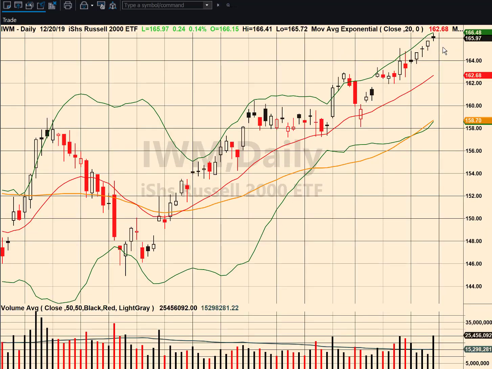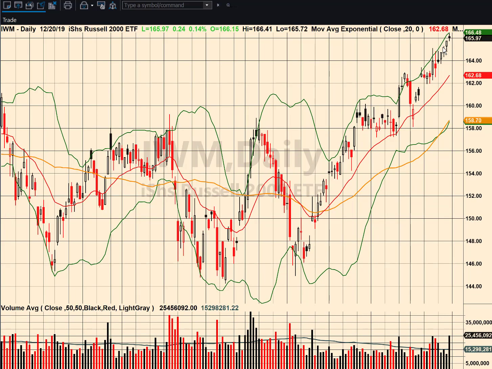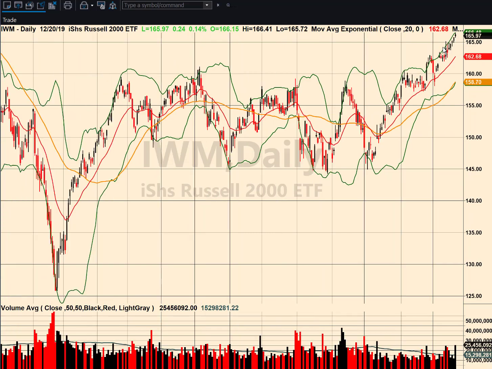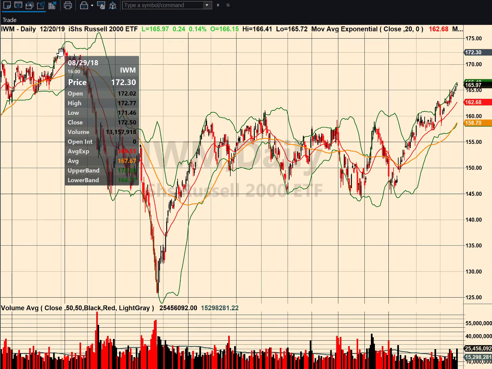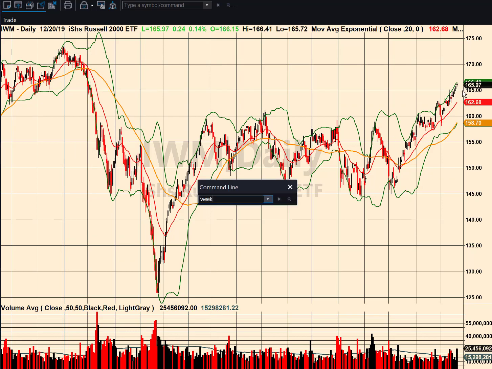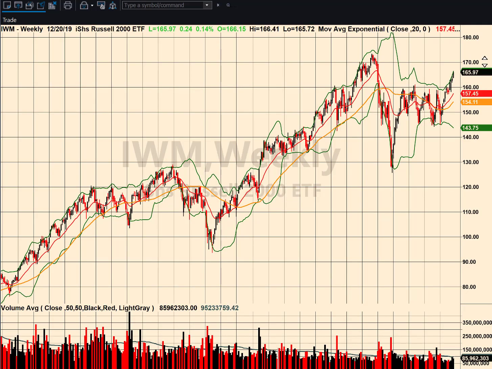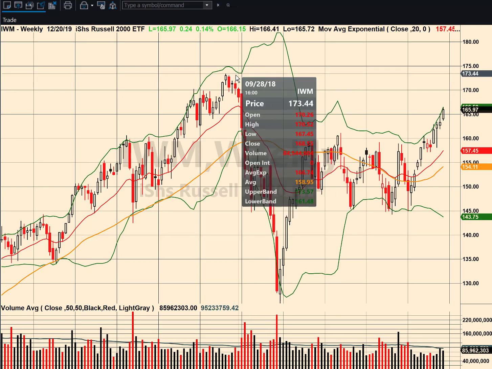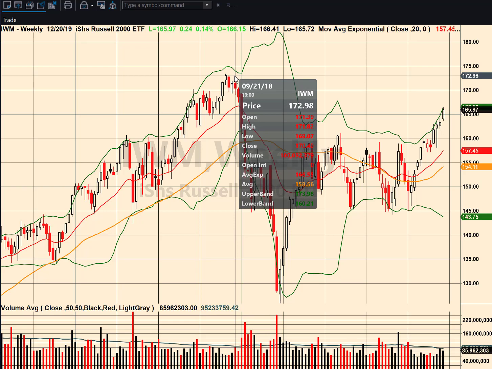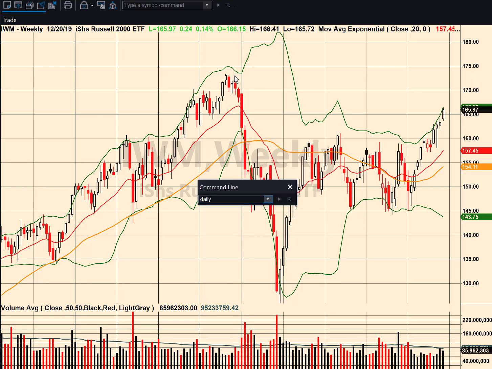If I zoom out here, this is a daily chart. Remember, the highs were September over a year ago, right? We're still marching up. We are not overbought. If I go to a weekly chart and I zoom in, we're only touching the bands after breaking out. This is not overbought at all. The target for the Russell are the all-time highs, back up there around 173. Go back to a daily.